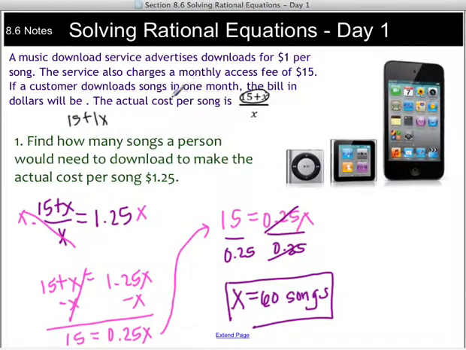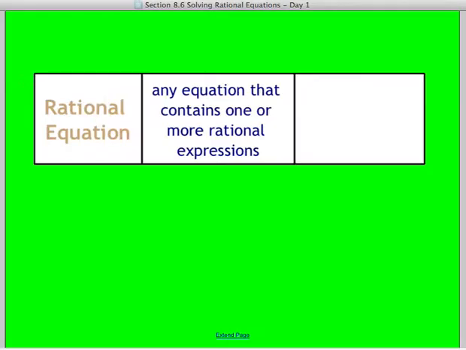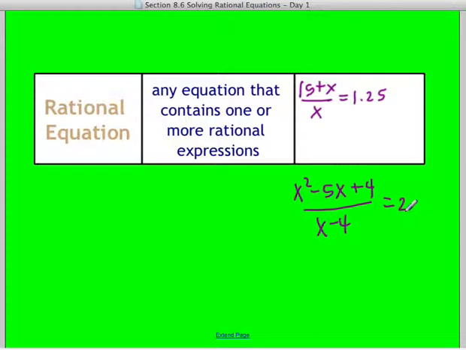This is an example of a rational equation. So what is a rational equation? A rational equation is an equation that contains one or more rational expressions. Remember, rational means that it's written as a ratio or as a fraction. One example would be 15 plus x over x is equal to 1.25. Another, maybe a little more complex looking one, would be x squared minus 5x plus 4 over x minus 4 is equal to 2.